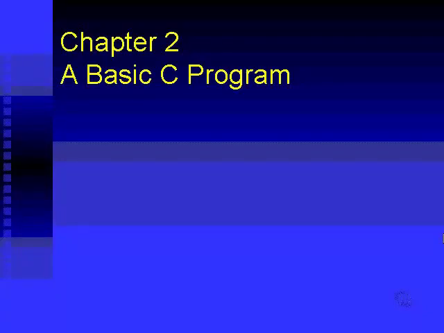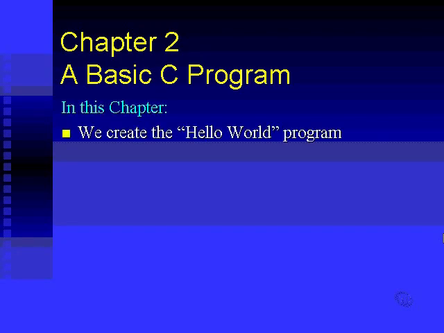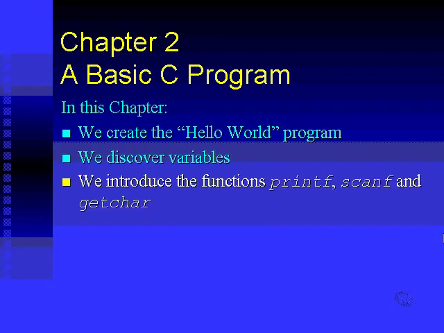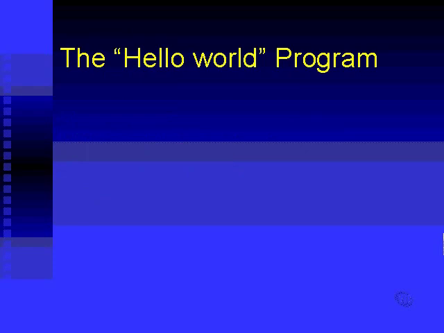And so to begin programming in earnest, Chapter 2 will see us create our basic C program. It will be called the Hello World program, a very simple program to print the words Hello World on the screen. Every C programmer creates a Hello World program as their very first project. It's almost a tradition. We will also examine the concept of variables and examine the three standard C library functions printf, scanf and getchar. And so to begin with the Hello World program.